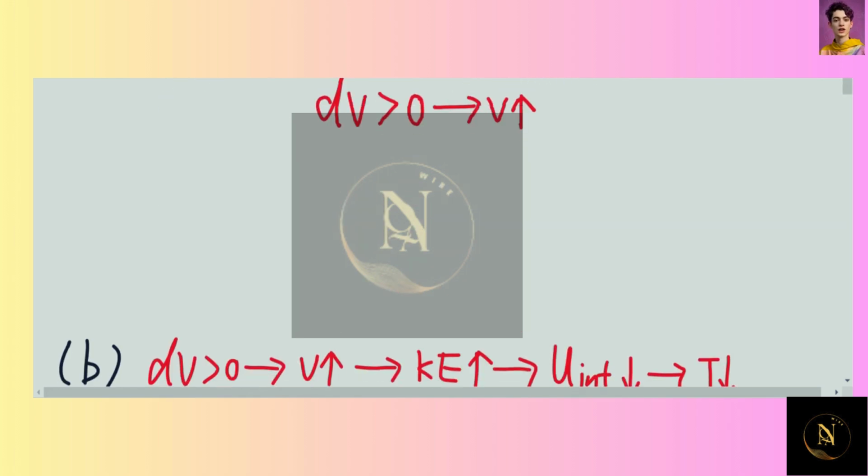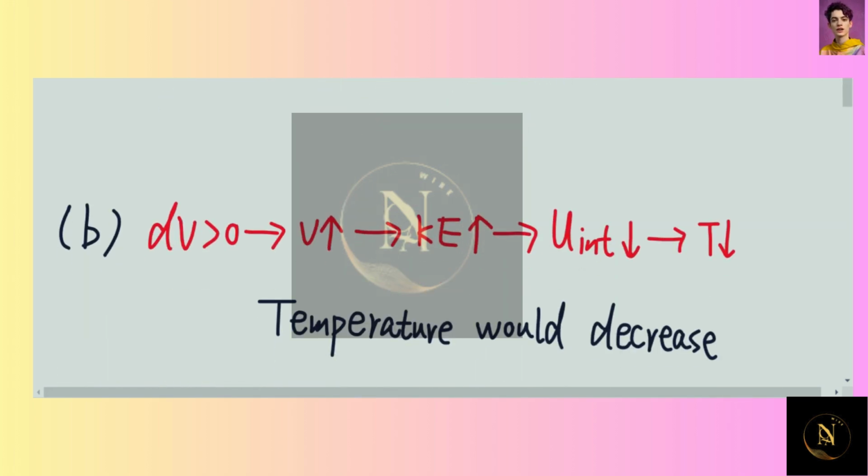Okay? And for the next question, we know dV is greater than 0, which means that velocity will increase. If velocity increases, the kinetic energy will increase. If kinetic energy increases, the internal energy of the gas will decrease according to the energy conservation law. We know the temperature is associated with the internal energy of the gas. So therefore, temperature will decrease as well.